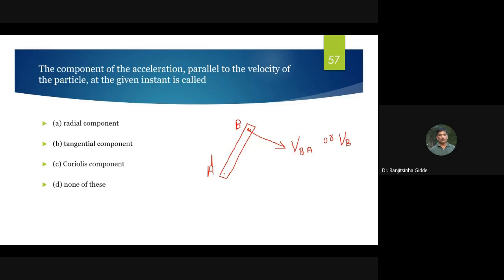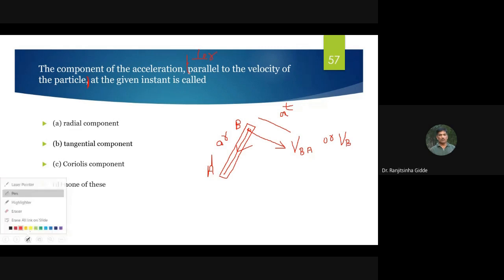Okay, so there are two components. One is parallel to the link. This is radial, and one is parallel to velocity. This one is tangential. Now this is parallel to velocity or perpendicular to the link. Now here, what is written here? Parallel to the velocity of particle. This is one. Now here I can also write perpendicular to.